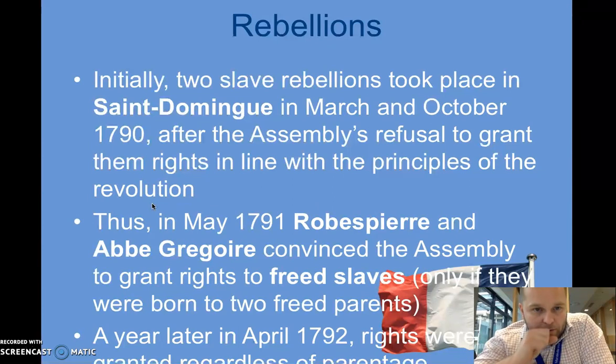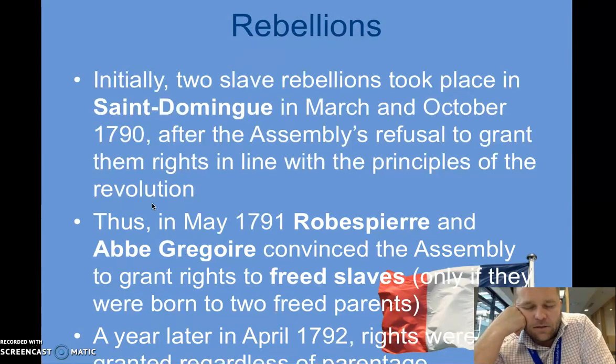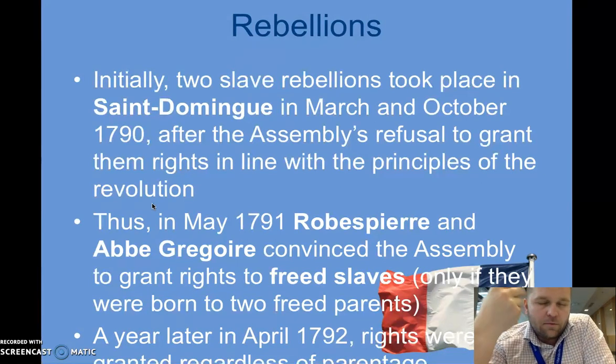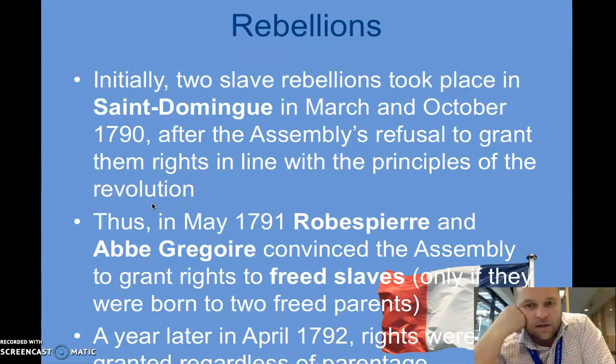The first 2 rebellions take place in 1790, and they take place in response to the Assembly. Notice that I'm going to change with time the Assembly, which becomes the Convention, okay? Refusal to grant them rights in line with the principles of the Revolution. There are 2, of course, rebellions in March and October 1790.